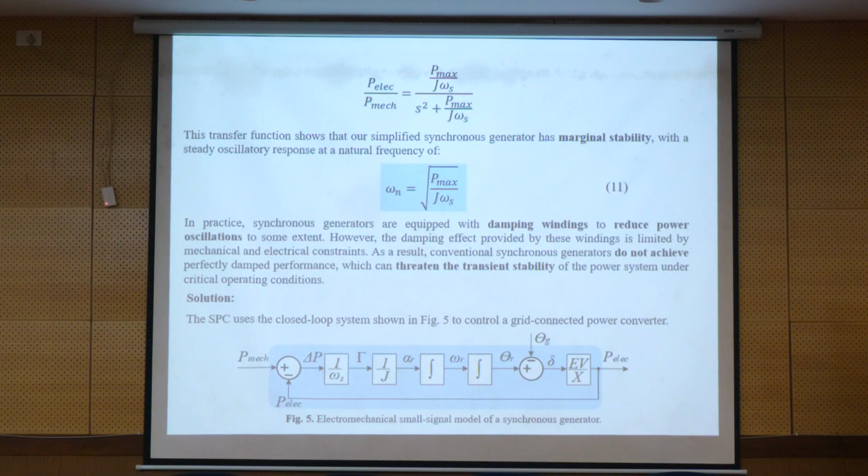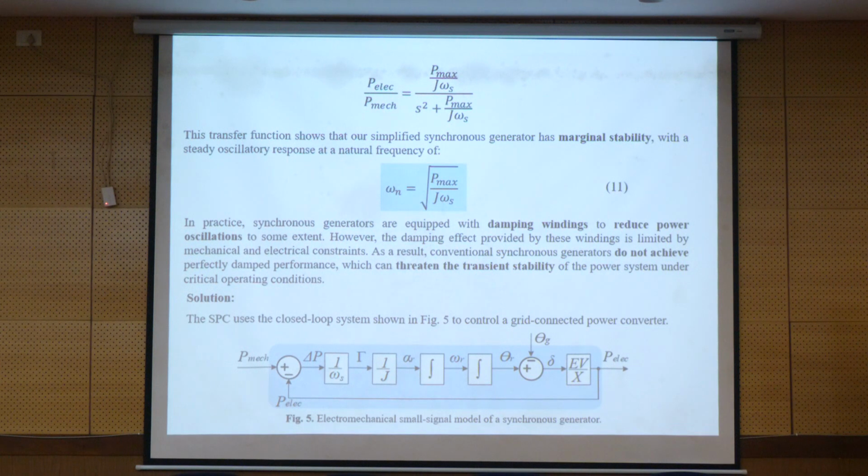So up to here, we now have a mathematical model of the synchronous generator, which should be considered in the control loop of the converter, which somehow emulates the behavior of the synchronous generator in the converter-based generator. This is why we call this converter-based generator a virtual synchronous generator, because it is not really a synchronous generator, but it behaves like a synchronous generator.